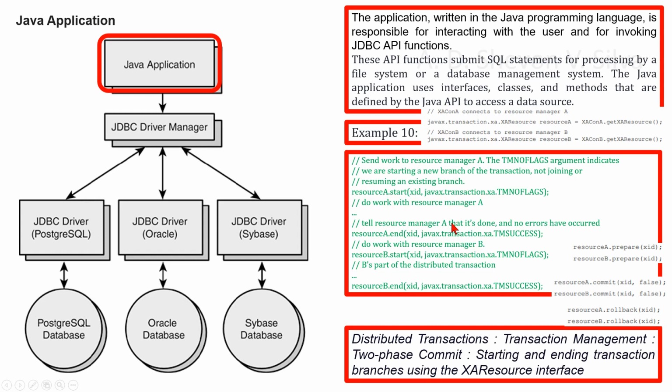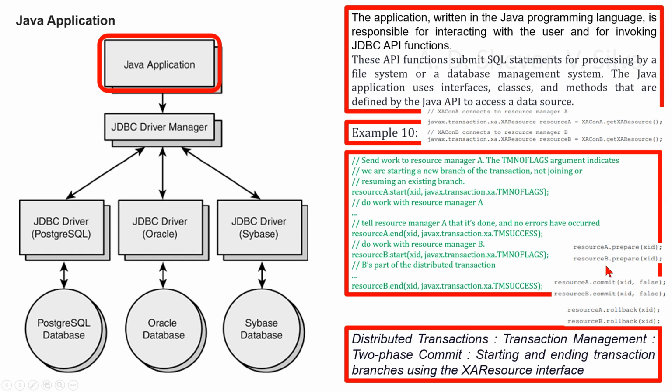Here you can see the starting and ending of the transaction branches using the XA resource interface. Step 4, the transaction manager initiates the two-phase commit protocol by asking each participant to vote. Here is the initiating of the two-phase commit.